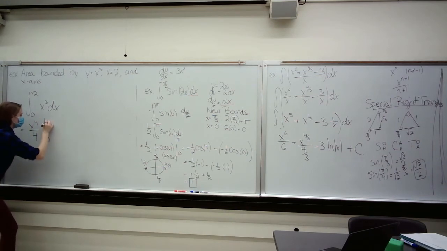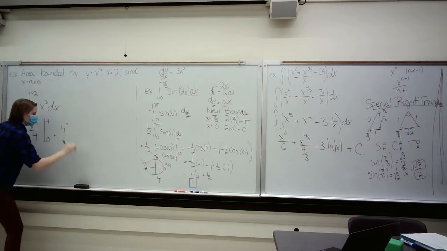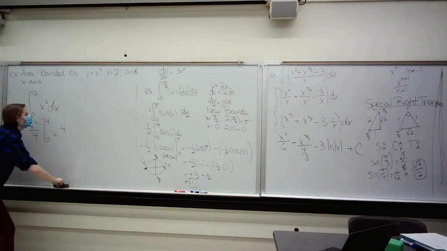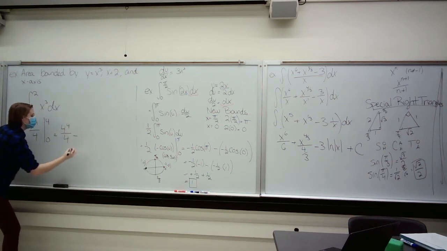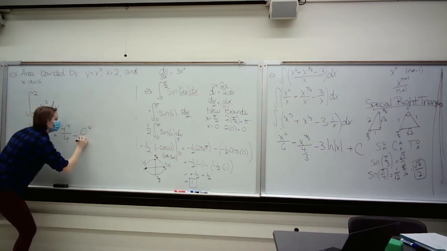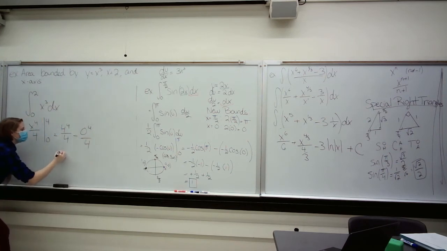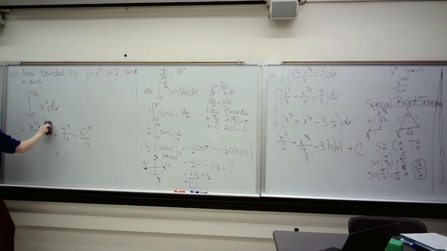So 0 to 2. So 2 to the 4th over 4 minus 0 to the 4th over 4. Oh, yeah, it's 2, sorry. It's a 2. Thank you. 2 to the 4th. Yeah, okay.